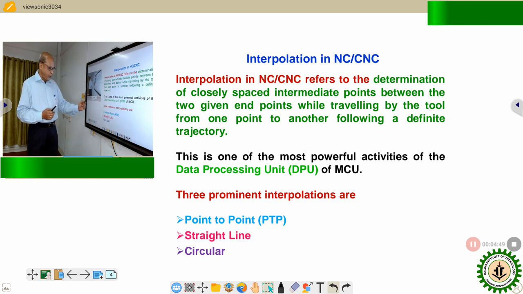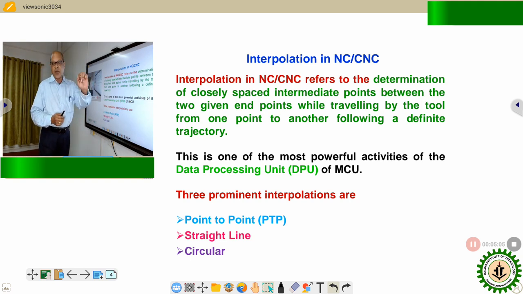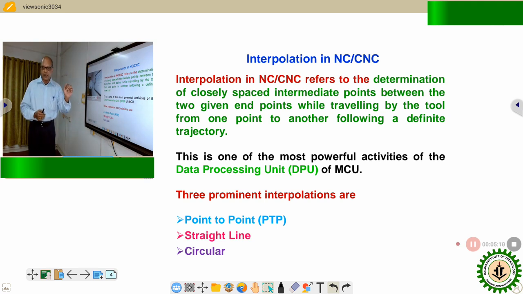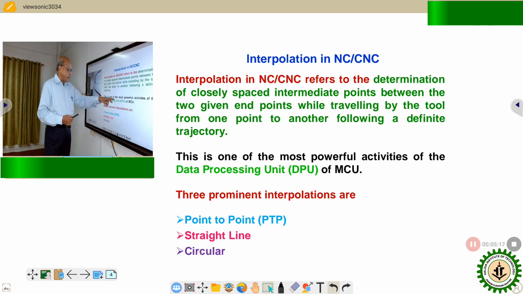It may be point to point, it may be a straight line, it may be circular. In that case, how will the system calculate the intermediate points between the two given extreme points so that the exact path can be generated, and that particular path would be followed by the cutting tool while moving from the starting point towards the end point? As I told, this is one of the most powerful activities of the data processing unit, that is the DPU or machine control unit.